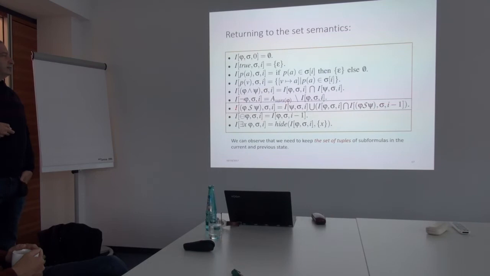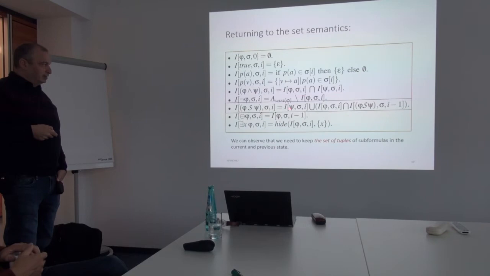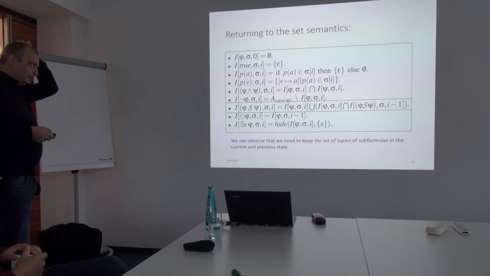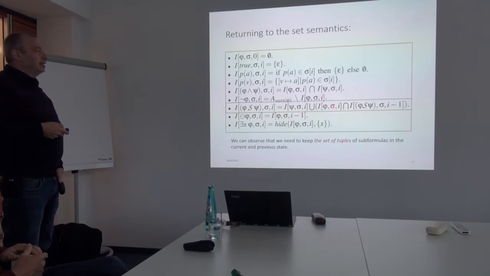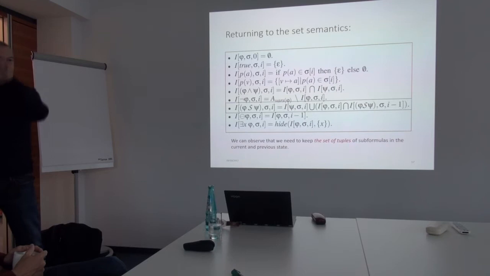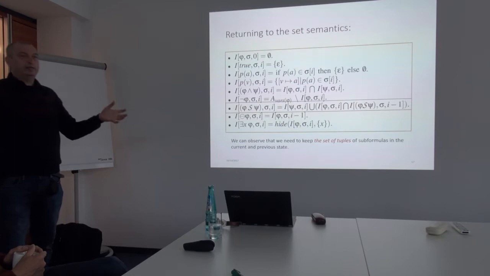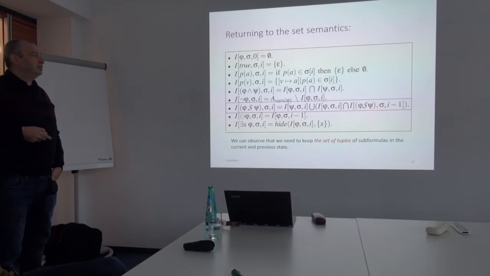This is again my since formula, right? And in this new semantics, the set semantics, which is equivalent to the original semantics, what I need to calculate is the set of assignments that satisfy psi at the current state. I do this union, which is not exactly a union, it's a data based kind of union, and the intersection, or actually a join, of the assignments satisfying phi in the current state and the assignments satisfying phi since psi in the previous state. So I also need to keep only sets of tuples now, not sets of propositions, from the current state and from the previous state, and this is enough, okay?